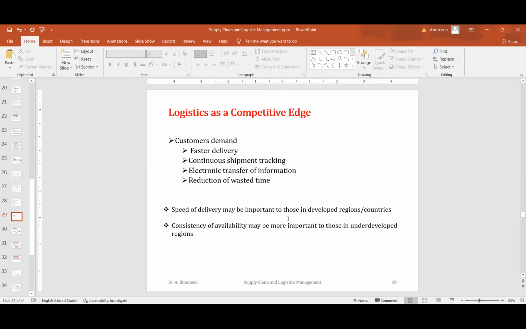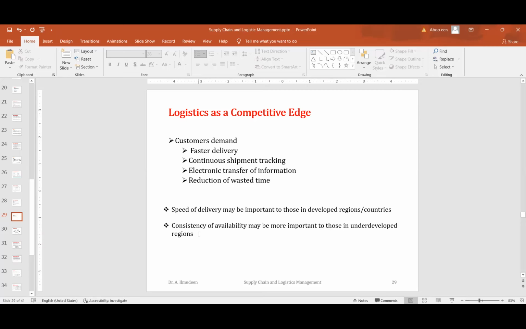Speed of delivery may be important to those in developed regions and countries. In developed countries and regions, customers are looking for speed of delivery. It should be very quick. If they order the product today, they should be able to get it tomorrow or the day after, quickly delivered. But in developing or underdeveloped countries, consistency of availability may be more important. Like consistency here, the availability.